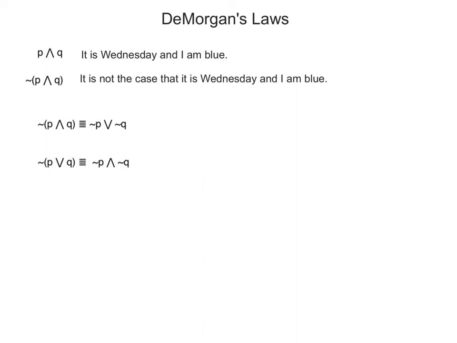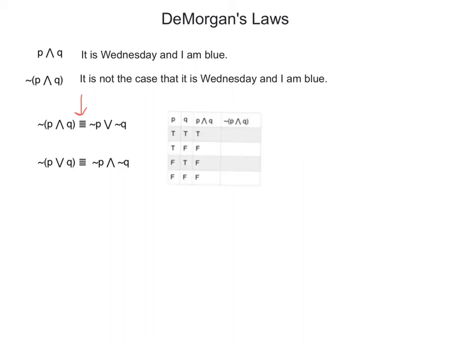The other thing to take notice of is that there isn't an equal sign in between the statements, there's an equivalent sign. Well, if you recall, what it means for two statements to be equivalent is that their truth tables are the same. They give the same truth values. So let's take a look. Let's quickly draw the two truth tables to show why DeMorgan's laws are true.